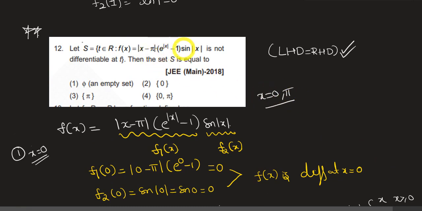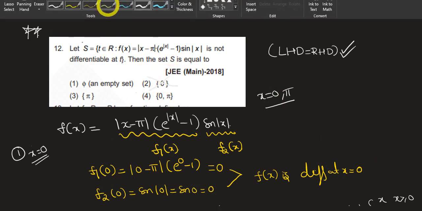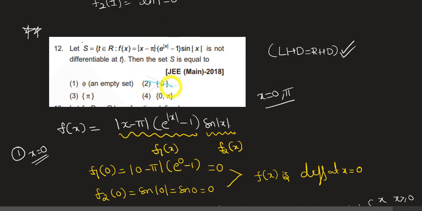He is asking at which point it is non-differentiable. At 0 it is differentiable, so we can rule out the second option. At pi it is also differentiable. So it is differentiable everywhere, and our answer will be the first option: it will not be differentiable at any point. Indirectly, it is differentiable at every point.